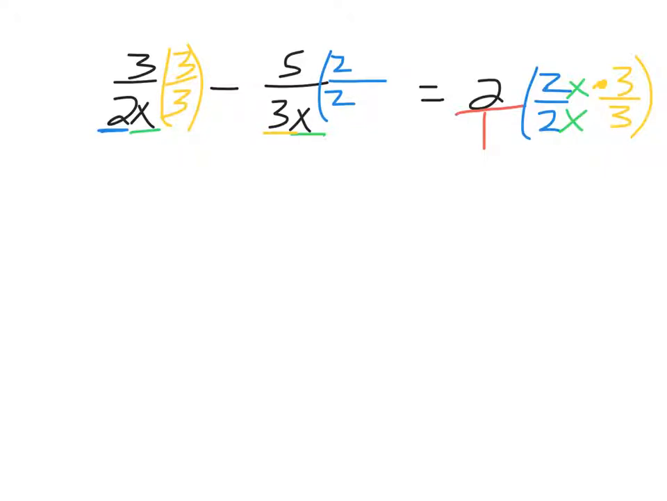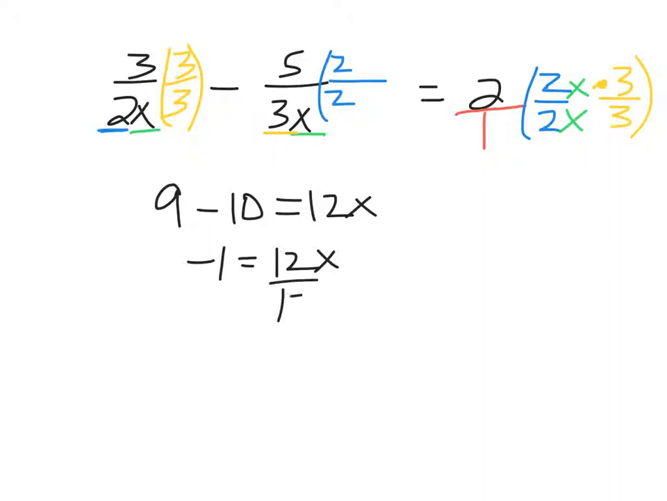Once you have your common denominator, you're going to just solve the numerators. So 3 times 3 is 9, minus 5 times 2 is 10, equals 2 times 2 is 4, times 3 is 12, so 12x, and we simplify. Negative 1 equals 12x. Divide both sides by 12. So x equals negative 1 over 12. That is not going to make my denominator 0. What would have made my denominator 0 is just 0.